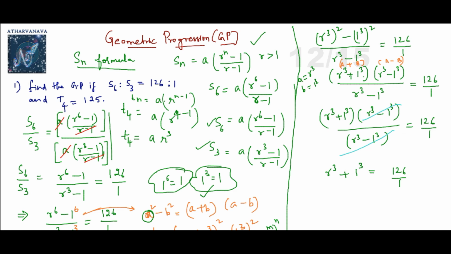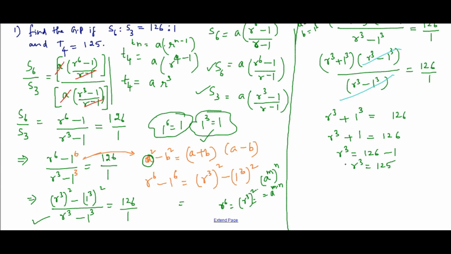I can write 126 by 1 as 126 itself without writing 1. Right. R power 3 plus 1 power 3, and 1 power 3 is again 1, right? Is equal to 126. So r power 3 is equal to 126 minus 1. R power 3 is 125. Understood till here? It's r power 3 is equal to 125. Then tell me, in terms of cube, this is 5 cube. Implies r is equal to 5. You got r value how much?